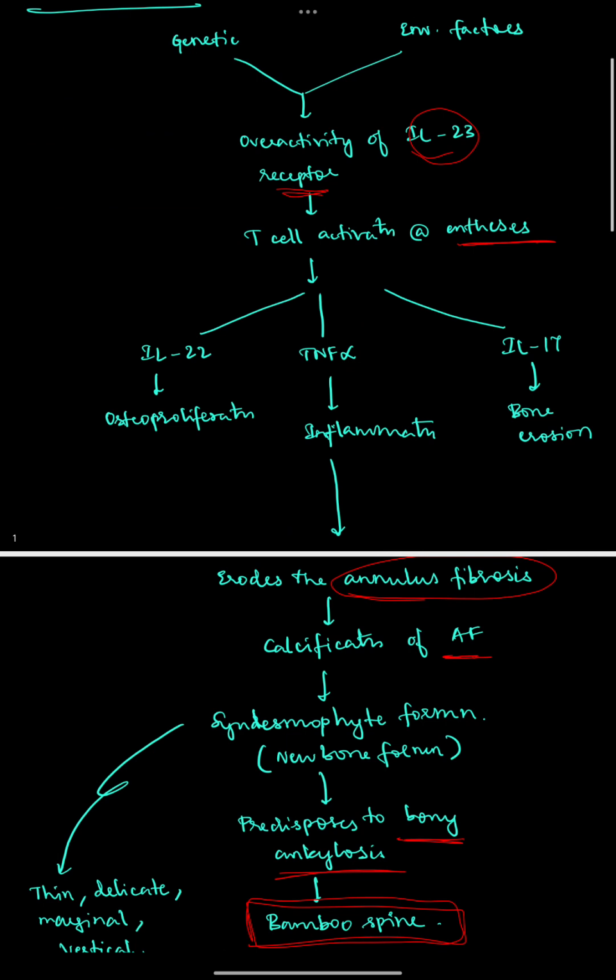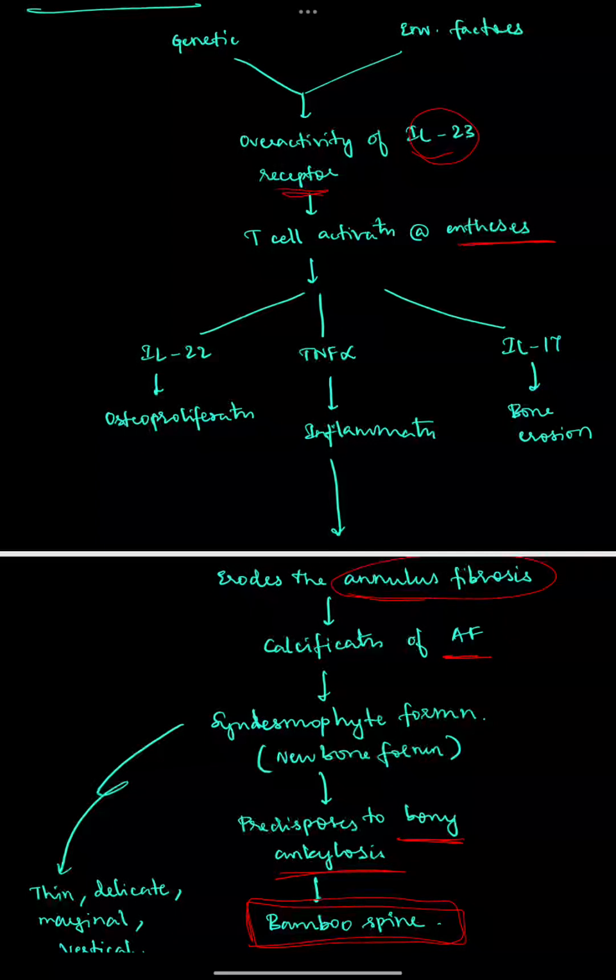Pathogenesis would be genetic involvement and environmental factors that cause the overactivity of the interleukin 23 receptors. T cell activation does happen at the enthesis. Enthesis is the place where the ligaments and the soft tissue of the tendon join with the bone. So genetic and environmental factors trigger the overactivity of the interleukin 23 receptors, where T cell activation happens at the enthesis, causing interleukin 22 to be released, that is your osteoproliferation.